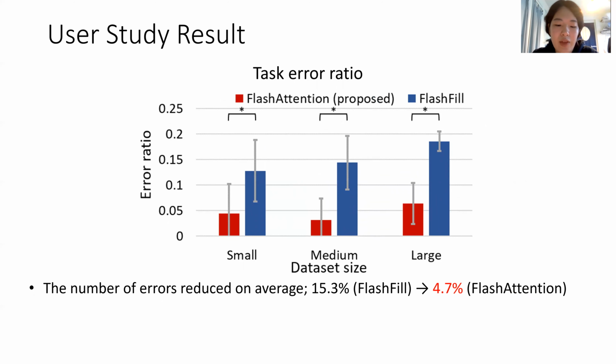This figure shows the average task error ratio for each dataset size. As in the FlashProg paper, we selected 32 representative error types that could occur during the transformation task and counted the number of error types that occurred. An example of a representative error is forgetting to fix missing values. The result shows that our interface reduced the number of errors on average to 4.7% compared with 15.3%. These results quantitatively show that our interface helped non-programmers efficiently resolve ambiguity.